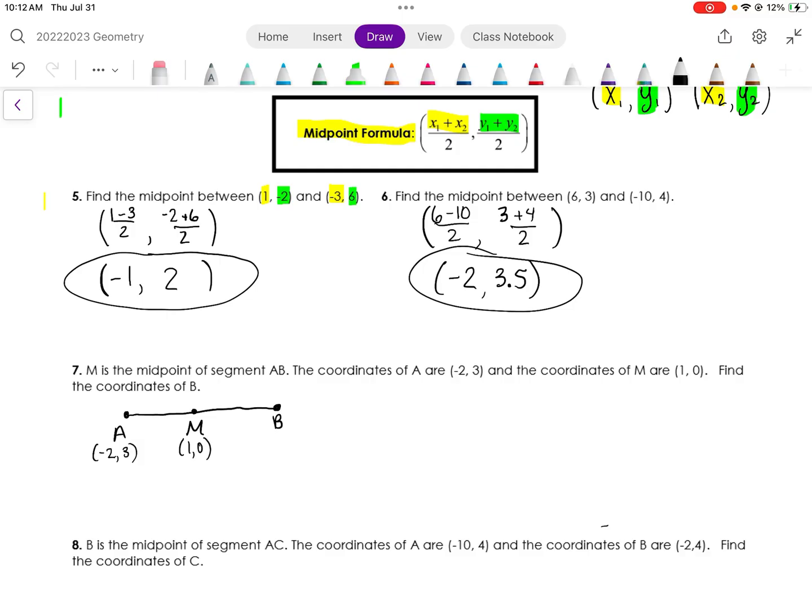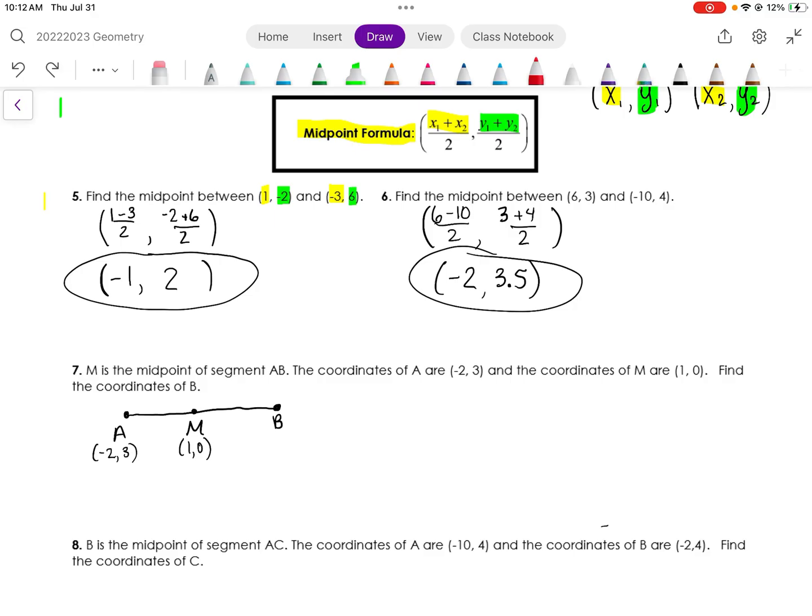So here's what I'm not going to do. I'm not going to take these 2 points I'm given and plug it into the midpoint formula, because that's just going to give me this point in red. I don't want that point, I want B. Okay? We're actually given the midpoint here. Here's how I think of this, and I think this is the easiest way.